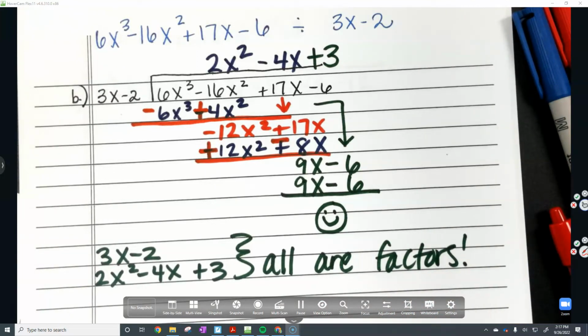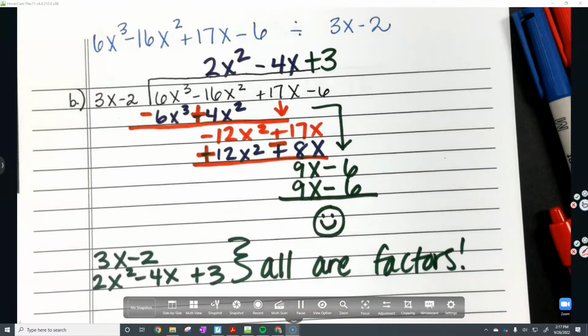Wait, how'd I know they were factors? Because I did not have a remainder. No remainder means I have factors.